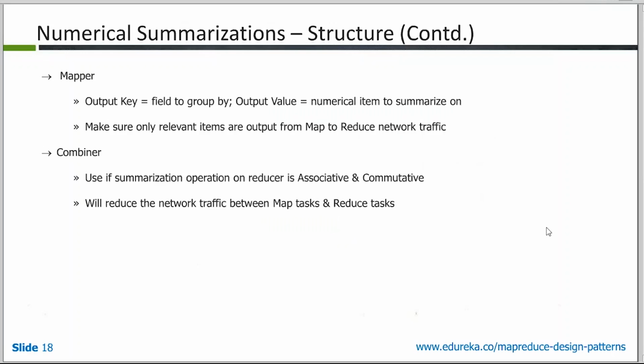Here is a structure for numerical summarization. It's a very simple structure, in commensurate with the fact that this also is a very simple design pattern. So you have the mappers which give you the summary field for each of these mappers, and it goes to the partitioner, and then you have the reducers which actually are doing this summary operation on those fields. In this diagram, we are not seeing the combiner, but combiner can add a lot of efficiency in this.